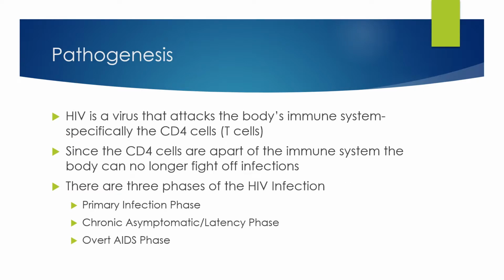Next, moving on to the pathogenesis of HIV. HIV is a virus that attacks the body's immune system, specifically the CD4 cells, also known as the T cells. Since the CD4 cells are a part of the immune system, the body can no longer fight off infections. There are 3 phases of the HIV infection: the primary infection phase, chronic asymptomatic or latency phase, and overt AIDS phase. In each of the next slides, I will talk about some of the clinical manifestations that occur throughout each phase, since each phase is very specific.